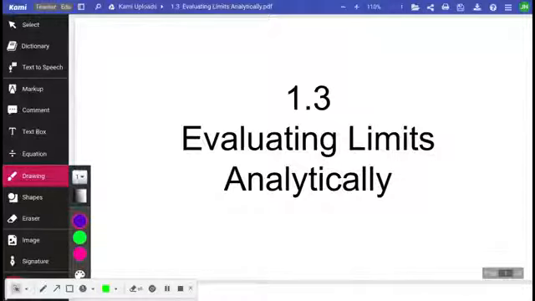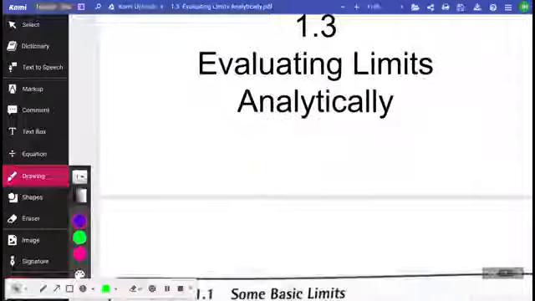All right, so we are evaluating limits analytically. We were evaluating limits last section graphically and numerically, which means we were just looking at what values they're approaching. There's actually an easier way to do it sometimes, without having to graph it, and without having to look at a whole XY input-output chart to see what they're approaching.